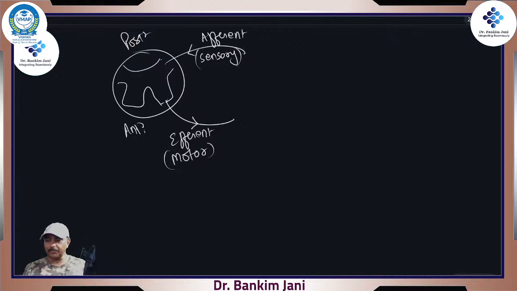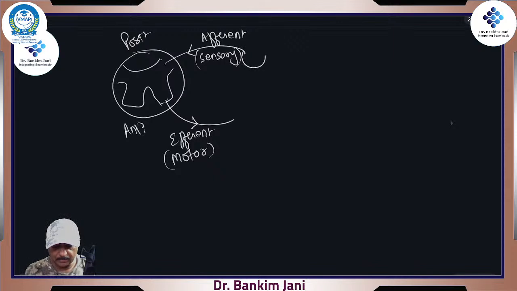Now, last time there were a few mails about general somatic, then visceral, special, and general. Then similarly about the afferent, efferent, white rami communicantes, gray rami communicantes. So I thought this time we'll make all these things crystal clear, so that you find it very comfortable.